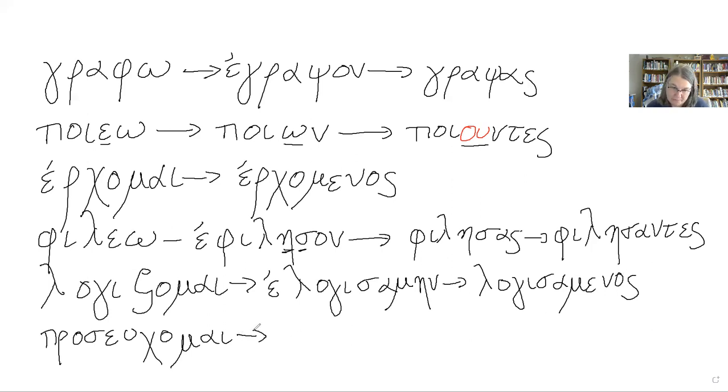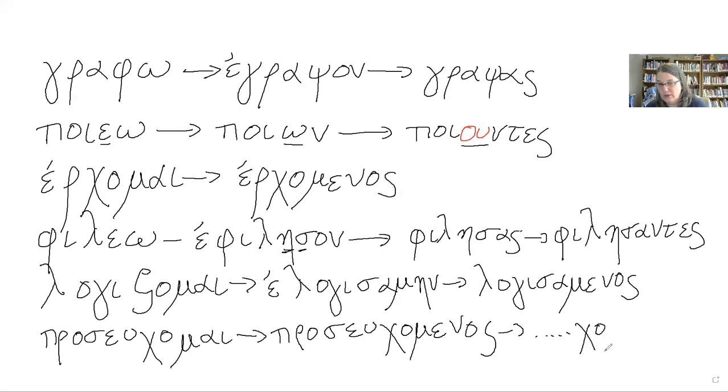Proseuchomai, I pray, he wants the present plural. So we get proseuchomenos, because this is the deponent ending. And then if we're going to put that in the plural, we're going to get proseuchomenoi. And that's it. That's how we form the participles of some of the verbs that we know already. I'll be back soon to take you through the complete declension of the various participles.